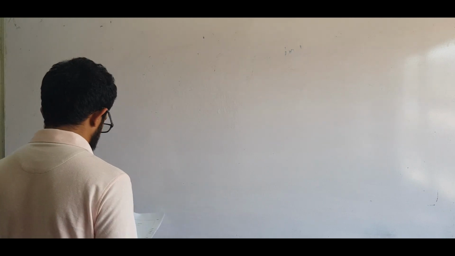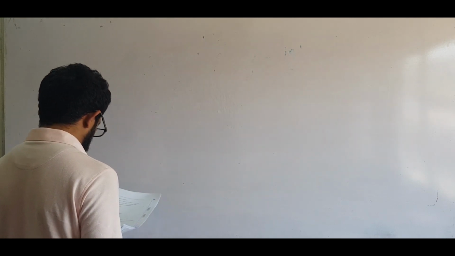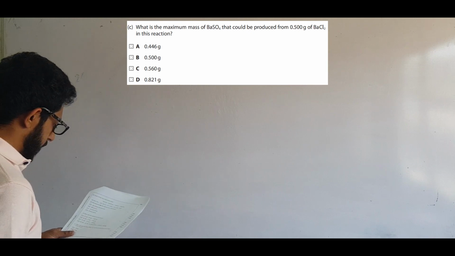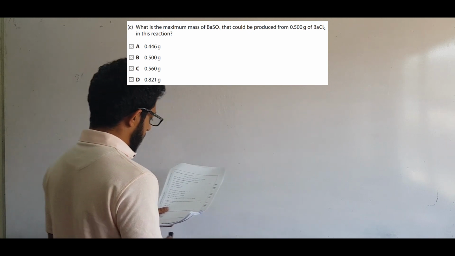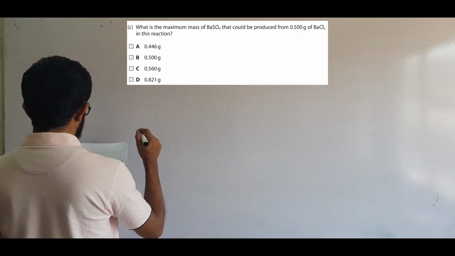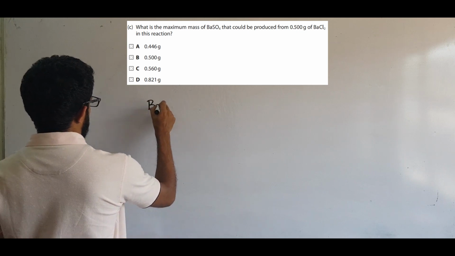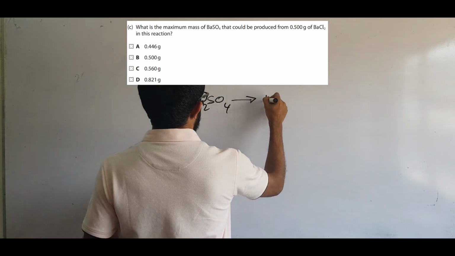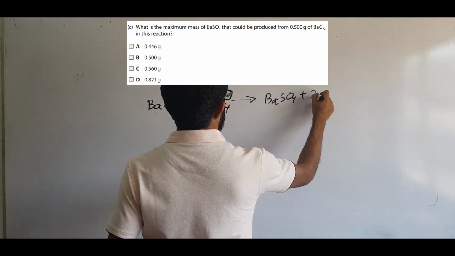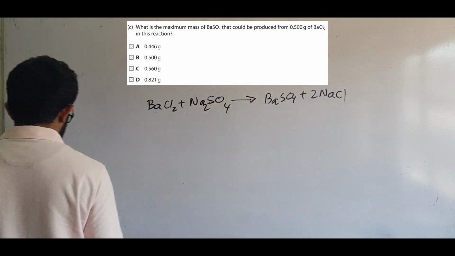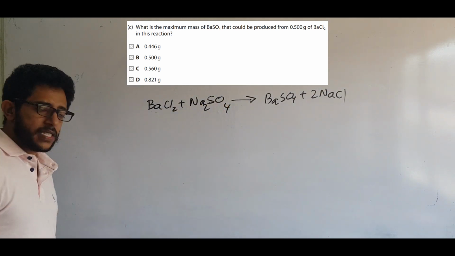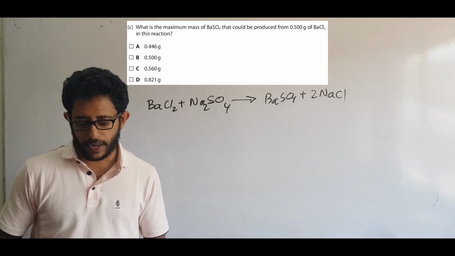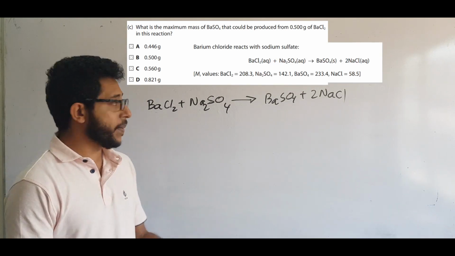So this is the first question that you have. Barium chloride reacts with sodium sulfate. And then the question is given: what is the maximum mass of barium sulfate that could be produced from 0.5 gram of barium chloride? Right. So the reaction is given. On the board, I write the reaction again. Barium chloride plus sodium sulfate produces barium sulfate and 2NaCl. They are asking what is the maximum mass of barium sulfate that could be produced from 0.5 of barium chloride.